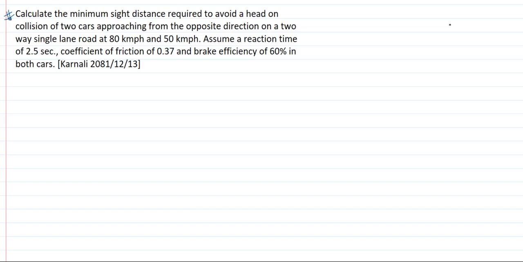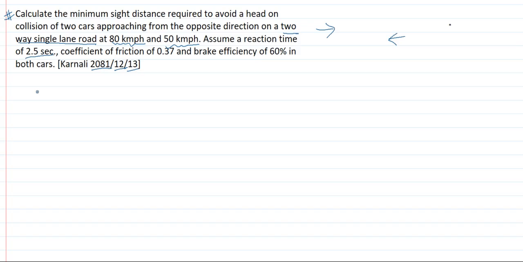This question was asked in Karnali's 7th level examination for engineers, in 2081 12-13. The question says, calculate the minimum sight distance required to avoid a head-on collision of two cars approaching from opposite directions on a two-way single lane road at 80 km per hour and 50 km per hour. Full stop. Assume a reaction time of 2.5 seconds, a coefficient of friction of 0.37, and brake efficiency of 60% in both cars.